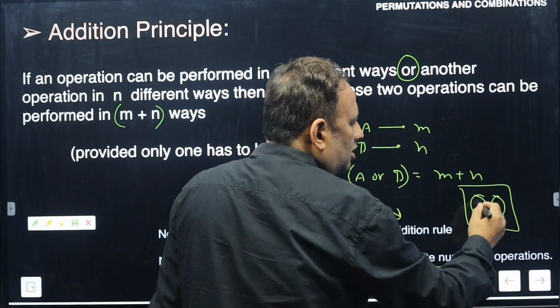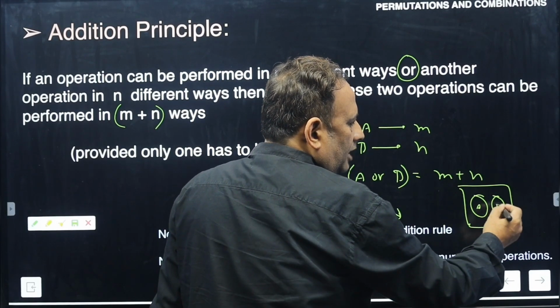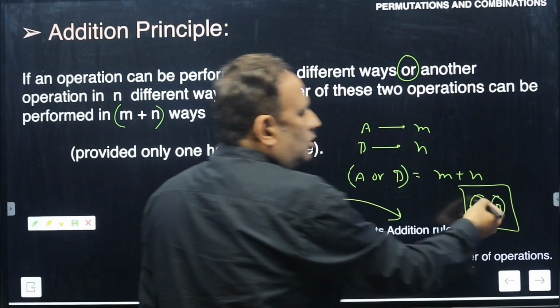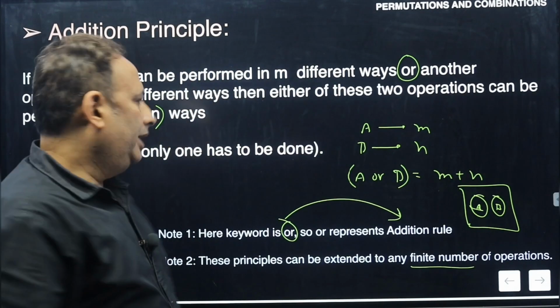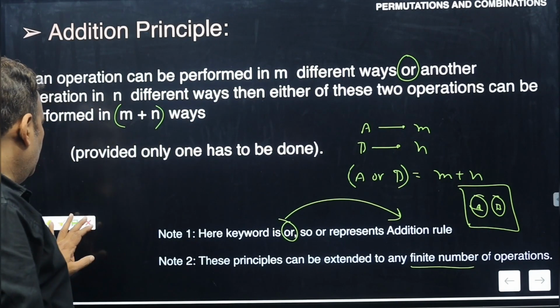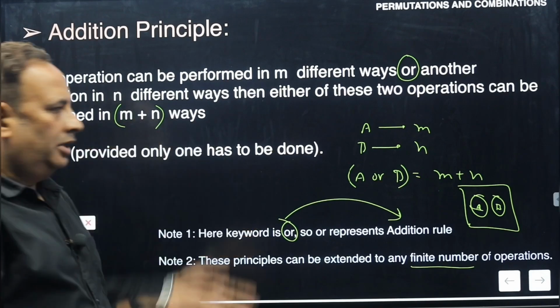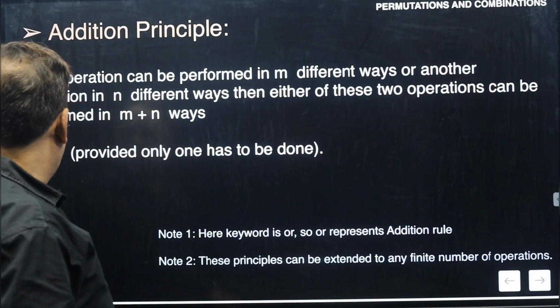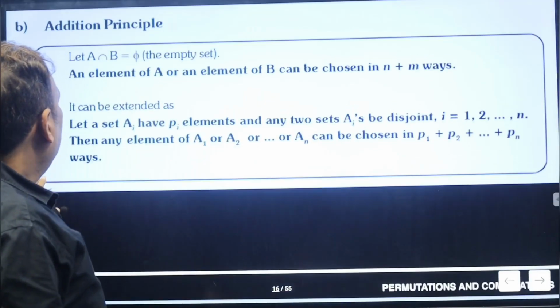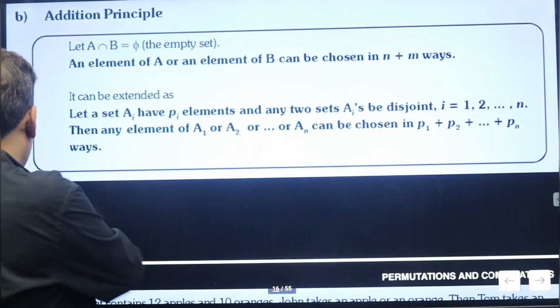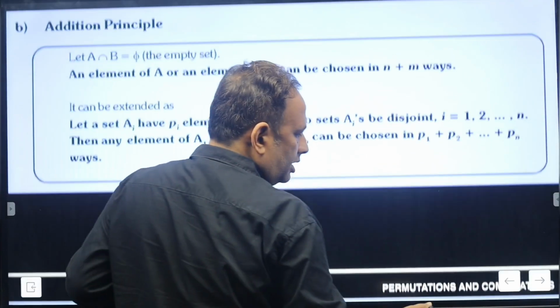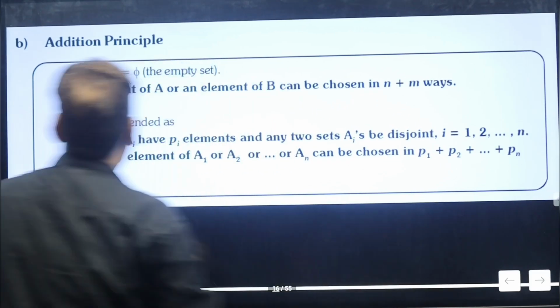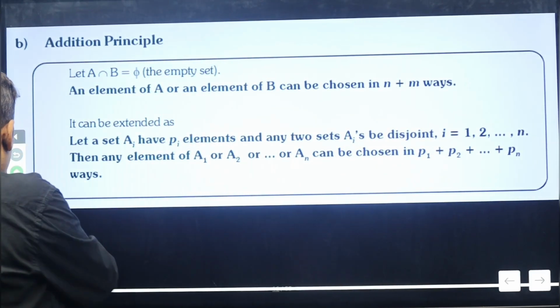Here, you know mutually exclusive events. Let me represent this in a Venn diagram: there is no common portion between A and B. If we take this for n tuples or higher numbers, then what can we do? So for the addition principle, let A intersection B equal phi. This is also known as mutually exclusive events.